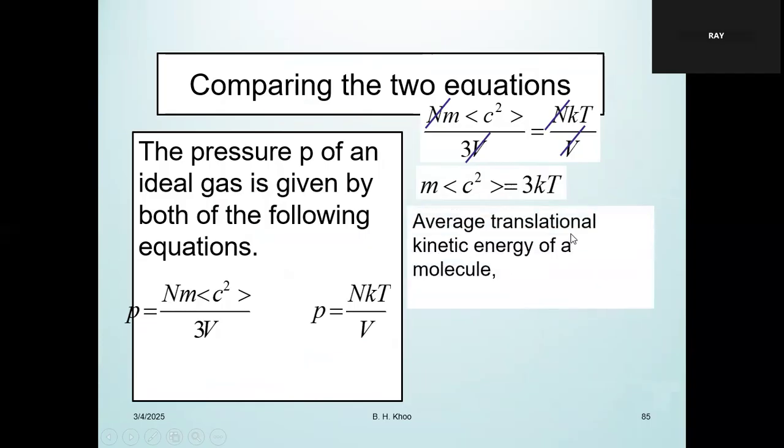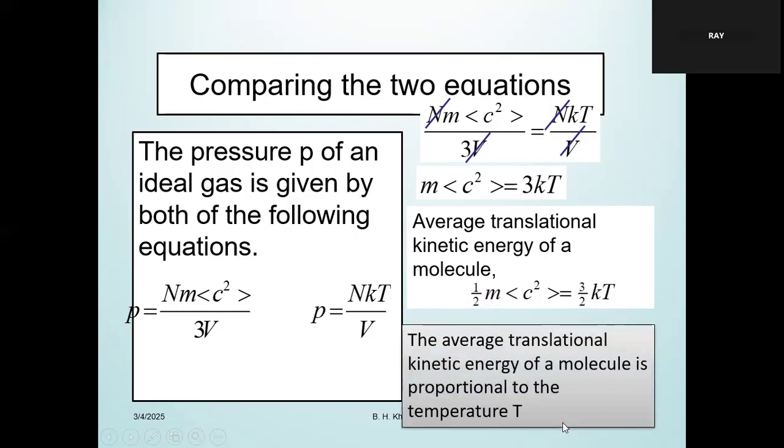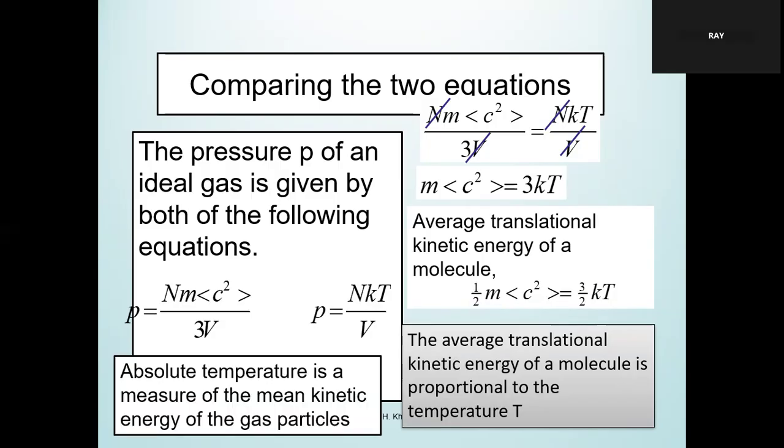So for the average translational kinetic energy of a molecule, we just multiply by half on both sides. We get this equation. Average translational kinetic energy of a molecule is proportional to temperature. Absolute temperature is a measure of the mean kinetic energy of the gas molecule. From this formula, by measuring the absolute temperature, we know the average kinetic energy of the molecule.